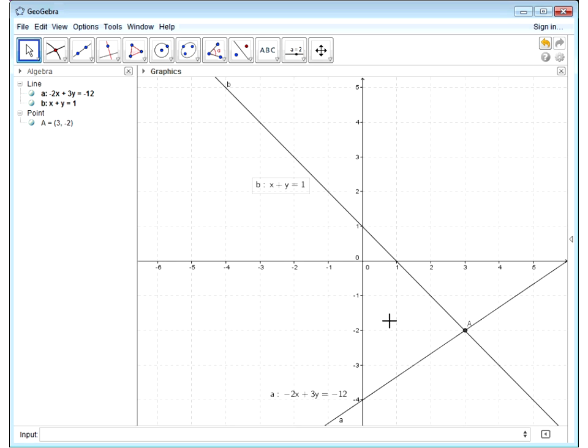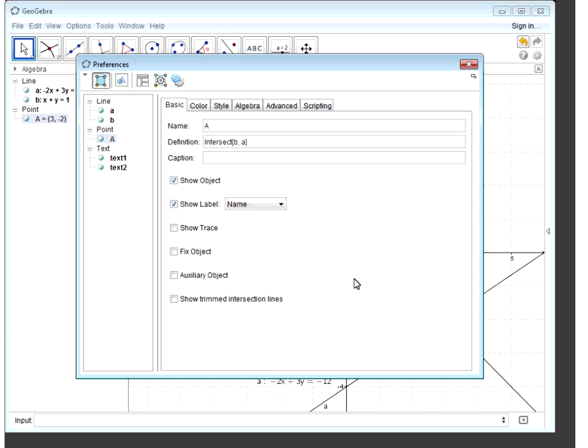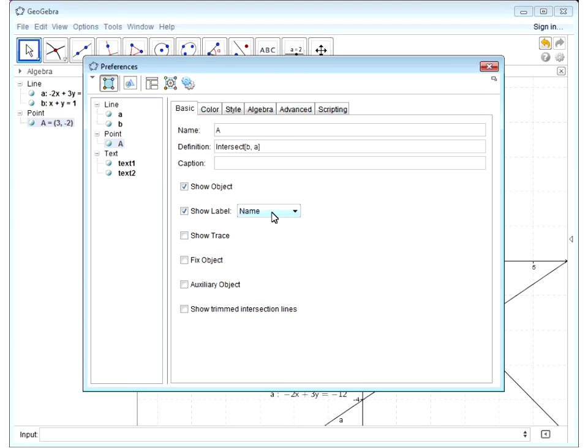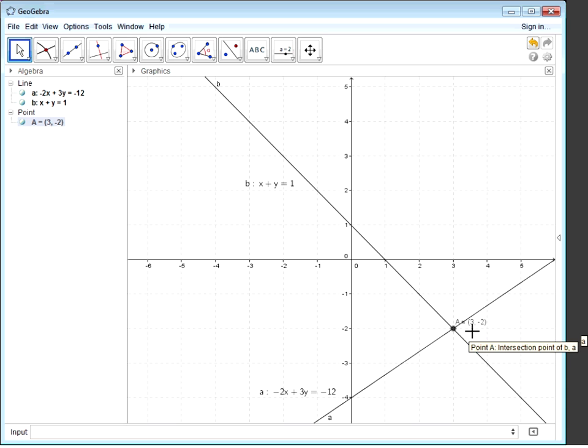Well, how about the point here? I'm going to do that a couple ways. I'm going to show you how to just go right to the point, right click it, and it gives us a little extra menu here. I'm going to go to Object Properties. And here where it says Show Label, right now it's showing the name. It tells you up here the name is A, but I want it to show the name and the value. Okay, so that's going to give me the actual coordinates. Now when I close this out, you'll see here that it actually labels the point 3 comma negative 2.